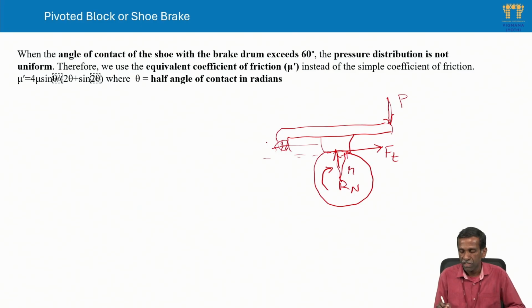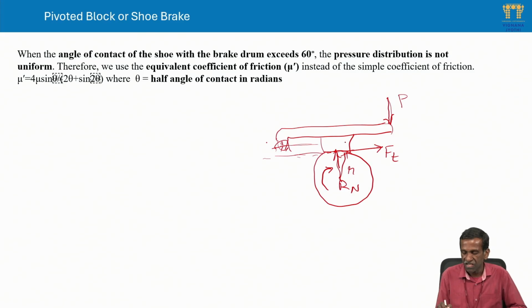In the other case, if the line of action of the tangential force on the block due to the drum is below the pivot point, then there will be an opposite moment. So it is not that much effective. Anyhow, these are the three cases we have seen: the line of action of Ft passing through the pivot point, or some distance above or some distance below. These are three cases.